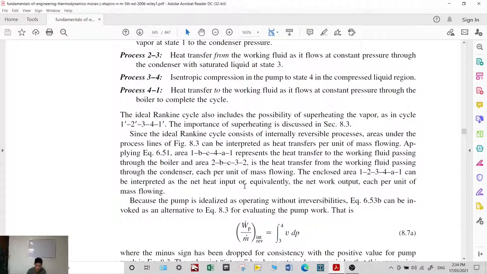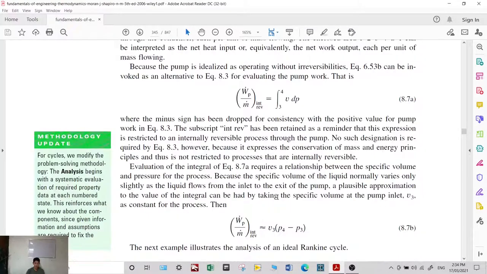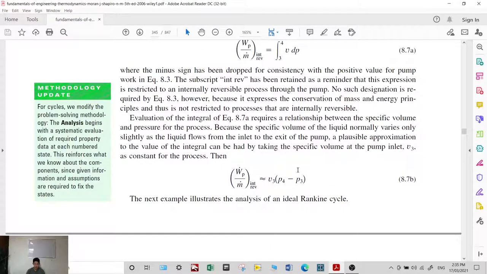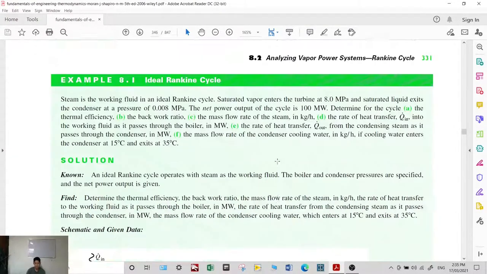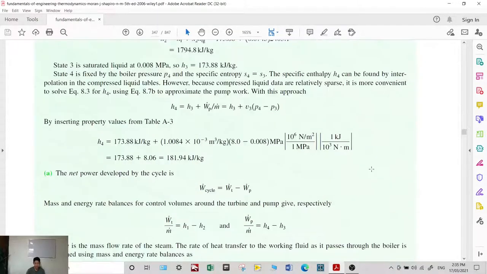And then the pump work you can get using this equation. It is isentropic compression. But again, it is the integral of V dP, so you need an expression in terms of pressure to evaluate this. If not, you can approximate that V3 is equal to V4, and you get the pump work. Anyway, you can approximate because water is considered an incompressible liquid, so you can use V3 here. You have the example in the book. Just solve this one. Let's continue.